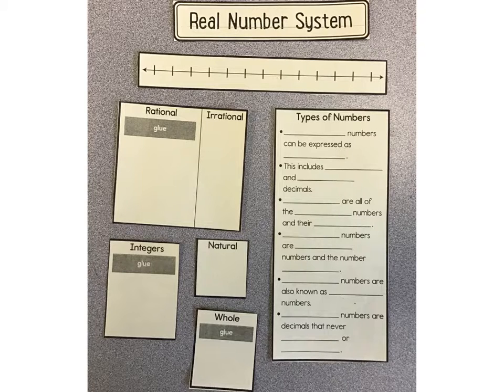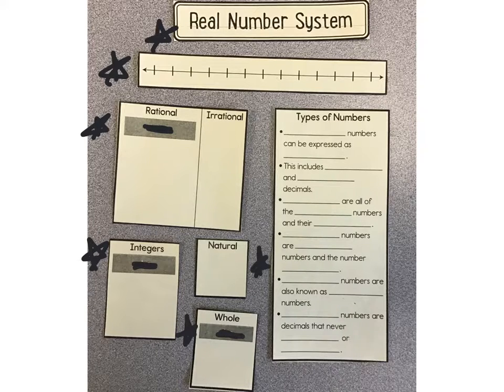Okay, so here are the pieces as they are all cut out. So you can see that you have a title up here at the top of your page, real number system. You have a number line, and then you have 4 boxes labeled rational and irrational, integers, natural, and whole numbers. There are some glue tabs here for those, so we're going to be putting those on your notebook page here in just a moment.